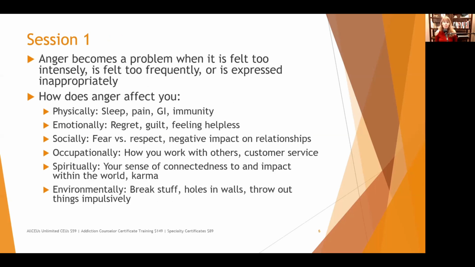Anger becomes a problem when it is felt too intensely, too frequently, or expressed inappropriately. When somebody is noticing things pretty much constantly, that's just triggering their anger and pushing their buttons, that gets exhausting. And yeah, they are going to be tired. They may feel hopeless and helpless. That HPA axis is just in overdrive, and that can be a problem.